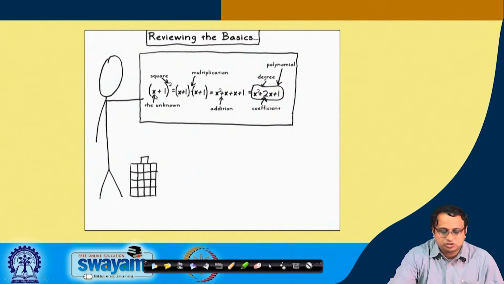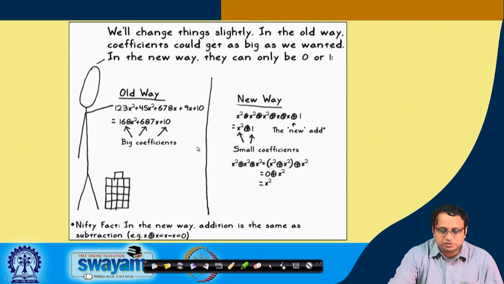For example, if I ask you to calculate (x plus 1) square, the usual answer is x square plus 2x plus 1, but when you are doing it in GF2, then this 2x is 0, because 2 is 0, because you are doing modulo 2 arithmetic. Therefore, the result will be x square plus 1. So (x plus 1) whole square is nothing but x square plus 1. Likewise, (x plus 1) whole to the power of 4 will be only x to the power of 4 plus 1. So the things will change slightly.